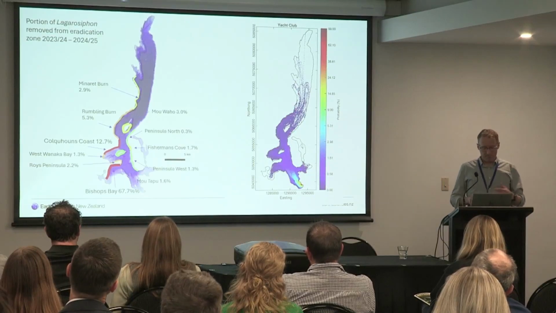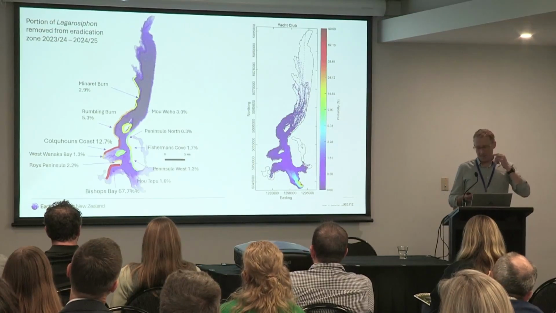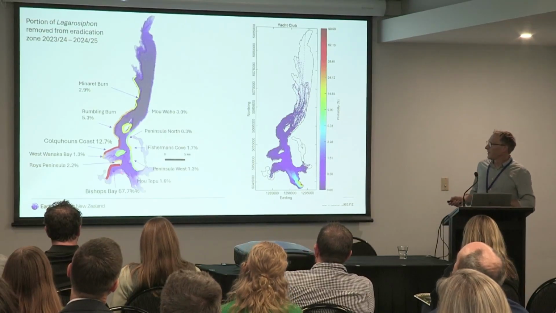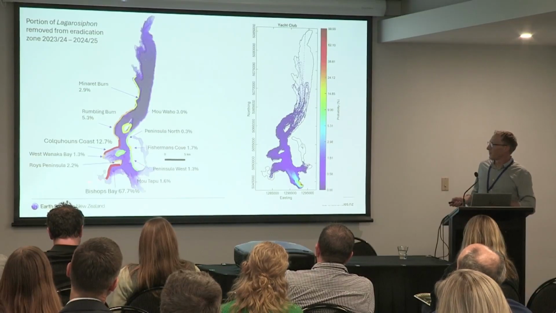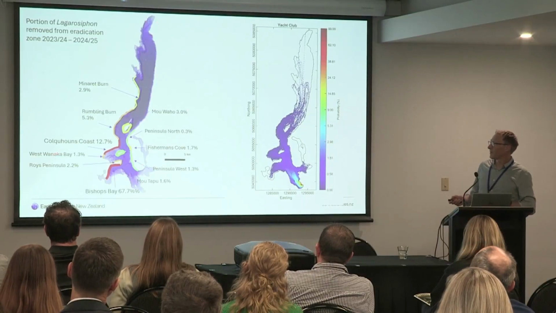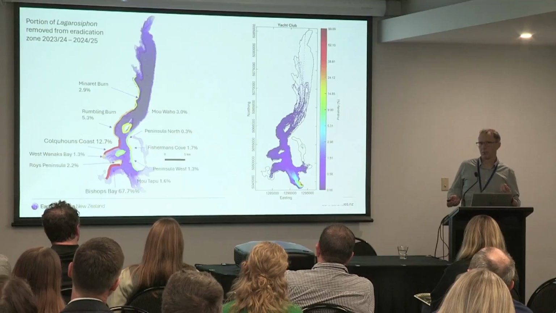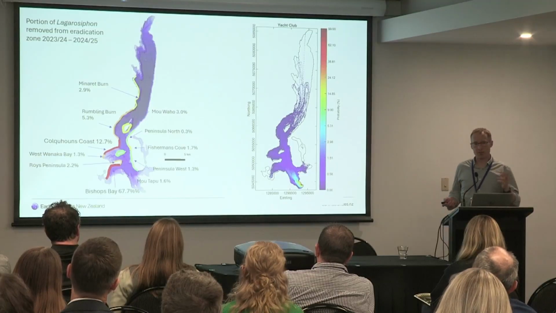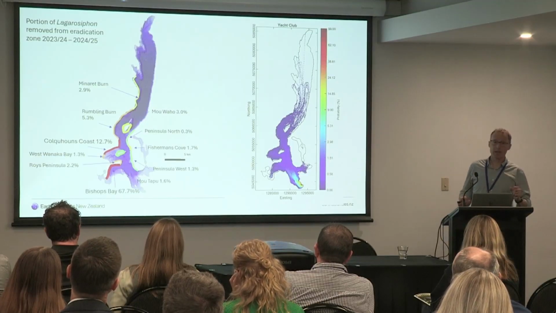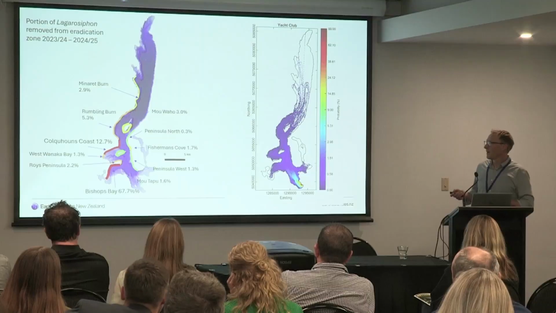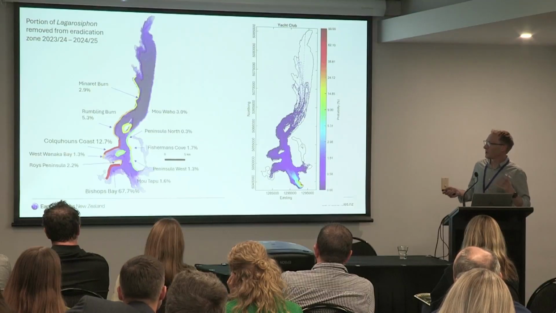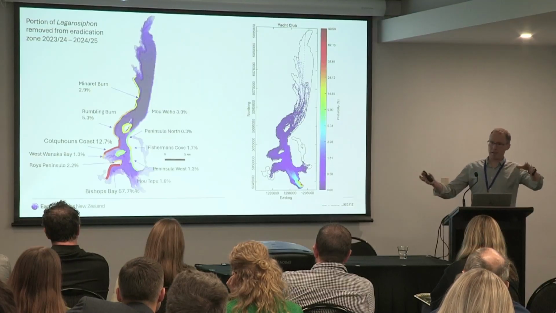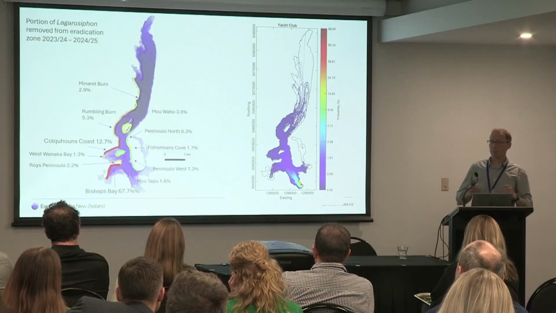As a bit of a reality check on how the model was doing, this is data collected from the eradication zone. These are surveys done every 6 to 24 months where divers are looking for individual plants and then hand weeding them, collecting them. And the percentages are the proportion of the total number of plants captured from that zone and where they've come from.